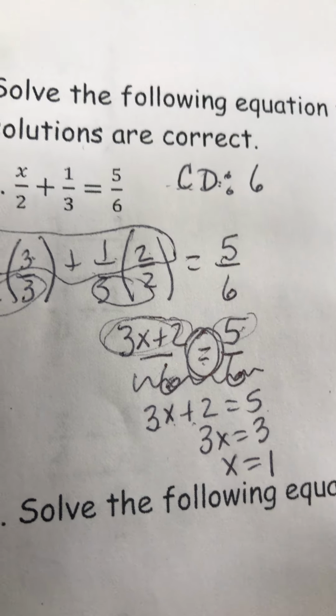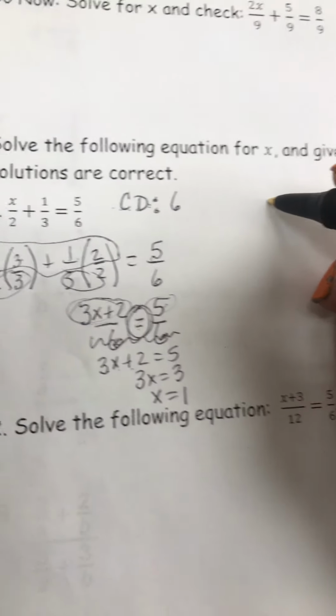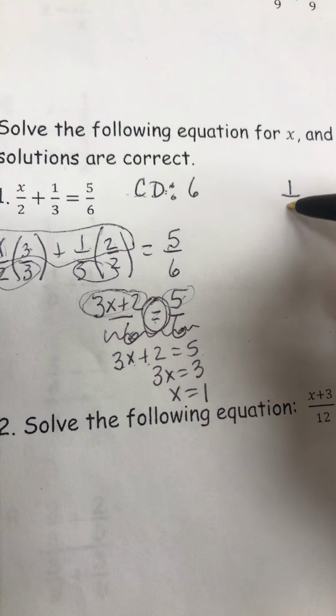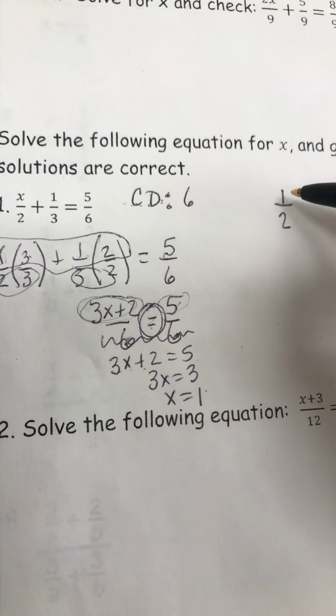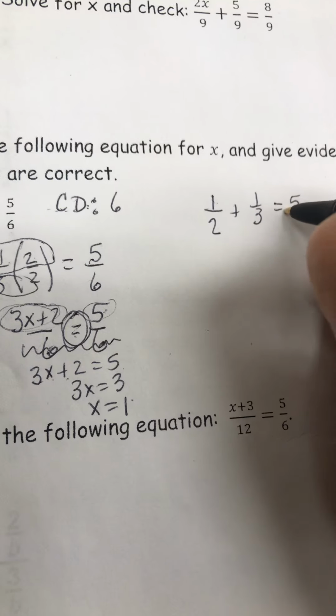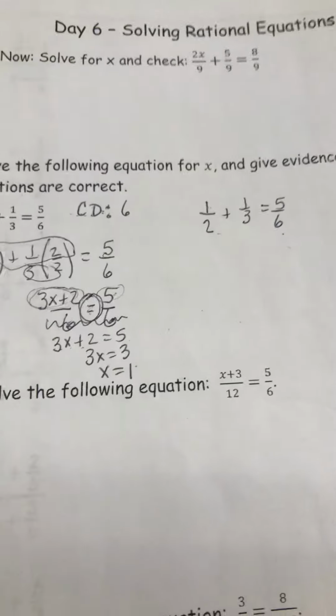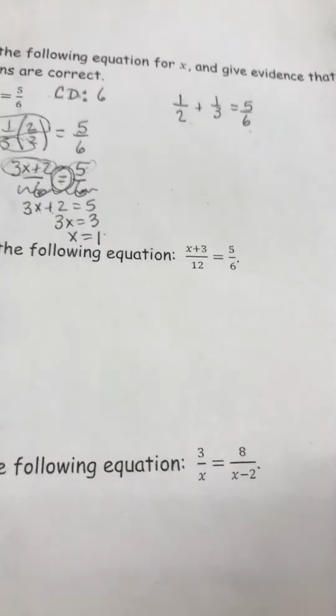Okay? So the evidence to show that that is the correct answer is simply substitute it back into the equation. 1 over 2, the 1 is what the x was, plus 1 over 3 equals 5 over 6. And I'm going to let you do those checks in the calculator. Okay? All right, so on to the next one.